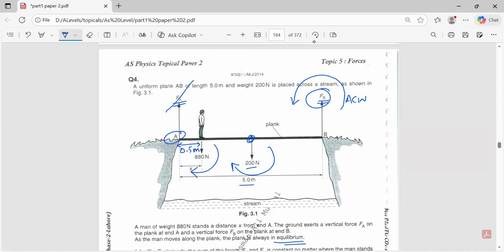And hence, due to force FA, there will be no moment. Why is there no moment? Because the force is exerted on the pivot. So when a force is exerted on a pivot, there is going to be no moment.